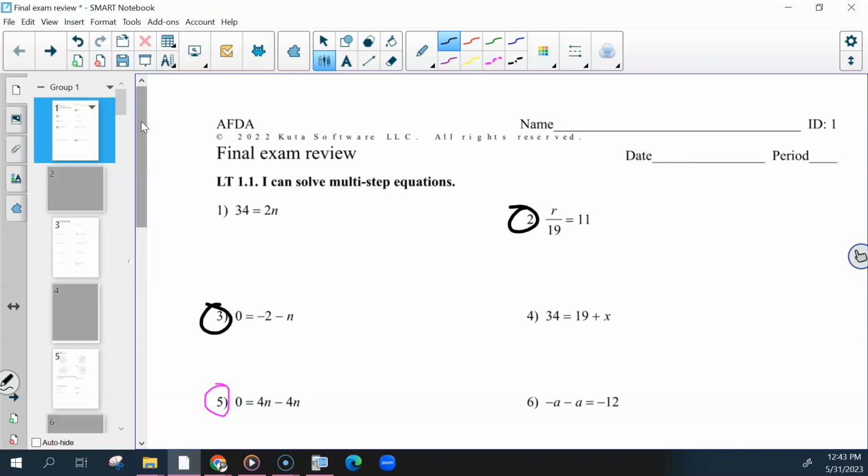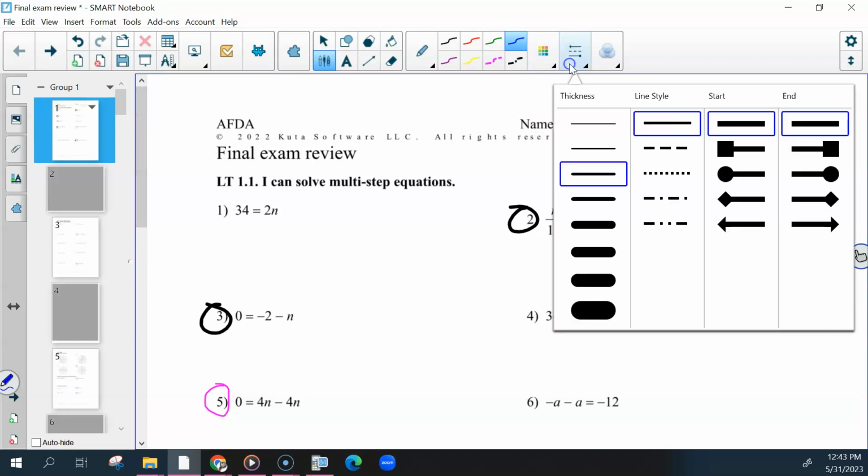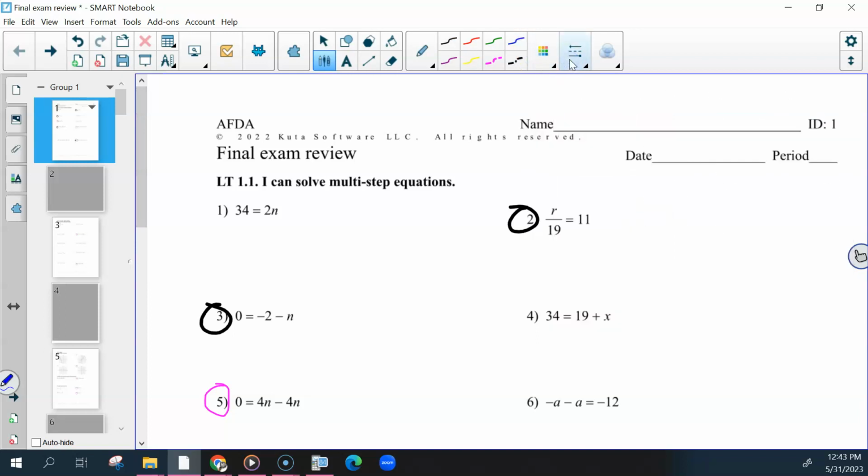For number 2, our goal on this entire page is to get the variable by itself by using our inverse operations. So for number 2, we have to get rid of the 19. How would we do that? Multiply both sides by 19. Multiply that, tell me what you get. If you didn't grab your calculator, go grab that. Remember that with all of these, you can put the number back into your original equation and double check to see if your work is correct or not.